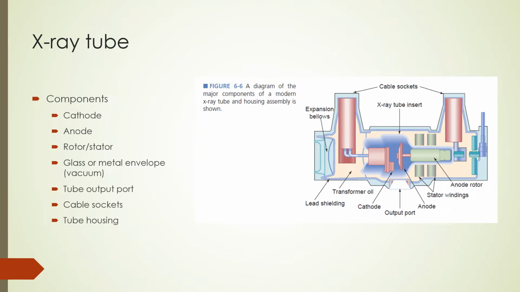The figure on the right shows a cutout of the X-ray tube. Its main components are the cathode and anode. The cathode is made of the filaments and focusing cap, and the anode is made of the target material, the stator and rotor. The entire setup of the cathode and anode is contained in an evacuated envelope called the X-ray tube insert. There is an output port for X-rays to exit and a cable socket for the high voltages for the cathode and anode. The tube insert is placed in an enclosure called the tube housing.